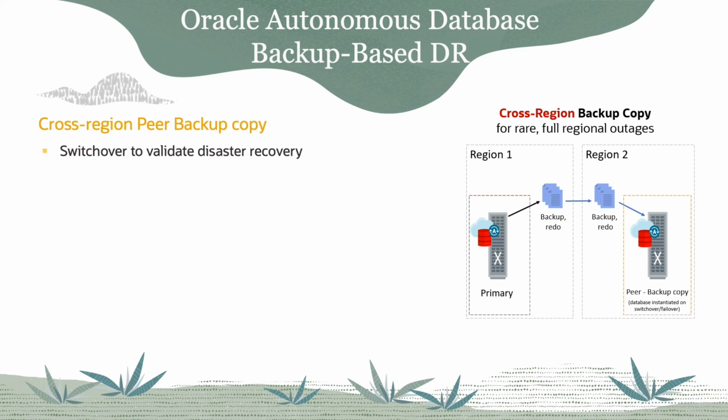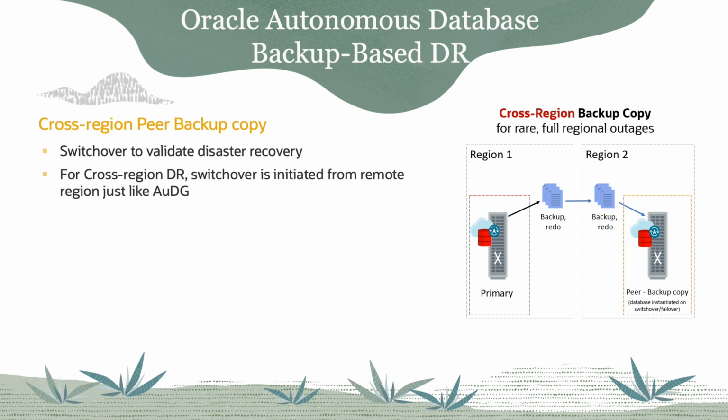You must have subscribed to the paired region before you add a cross-region peer backup copy. These backups should be used for instantiating the peer database in the remote region during a switchover or failover operation. In contrast to local peer backup copy, switchover operation in case of cross-region peer backup copy is always performed from the details page of the cross-region peer backup copy.